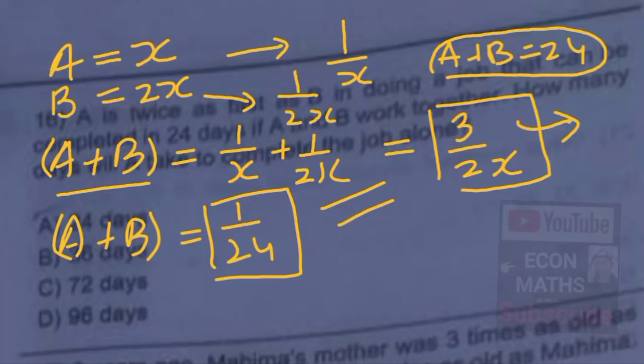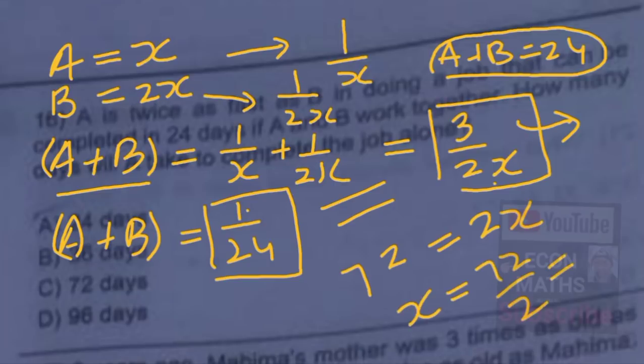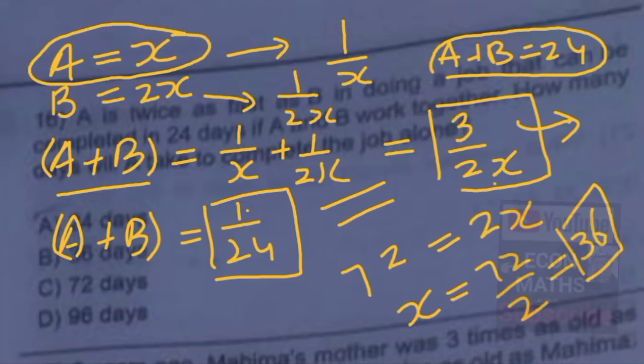This means 3 into 24, 3 fours are 12, 3 twos are 6, which is 72, is equal to 2x, or x is equal to 72 divided by 2, which comes out to be 36. So since we have assumed that A takes x days and we got the value of x as 36, therefore A will take 36 days alone to complete the same work.